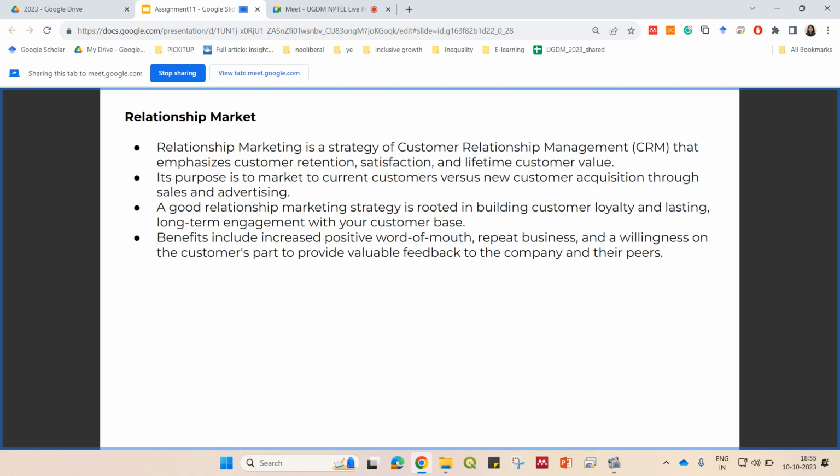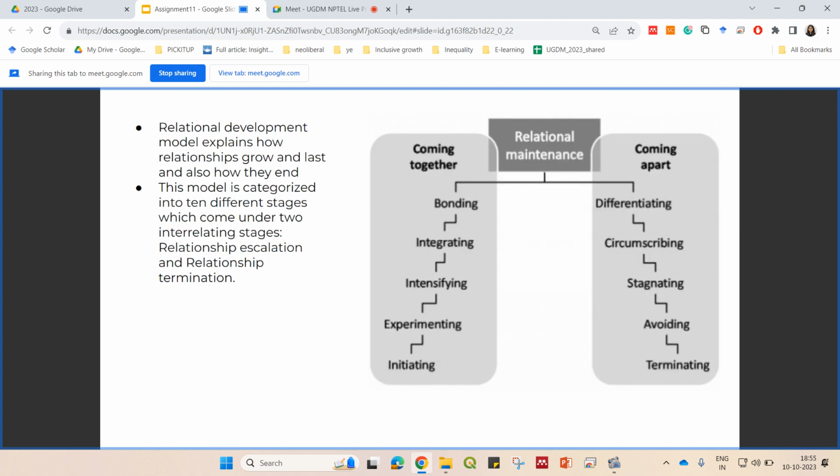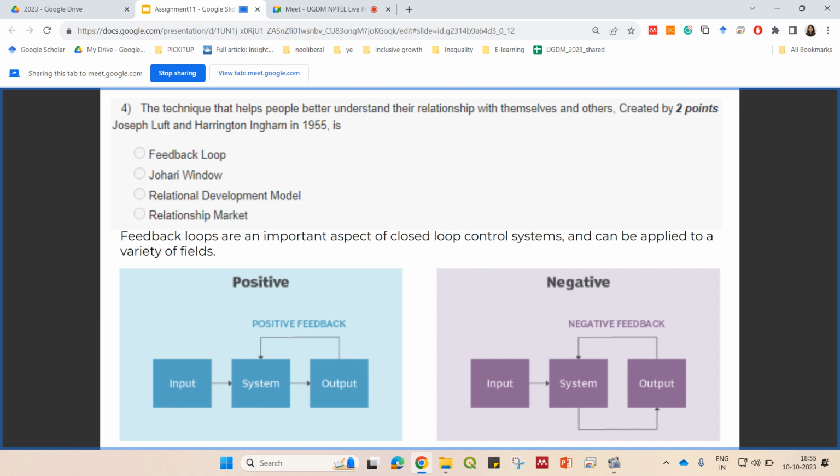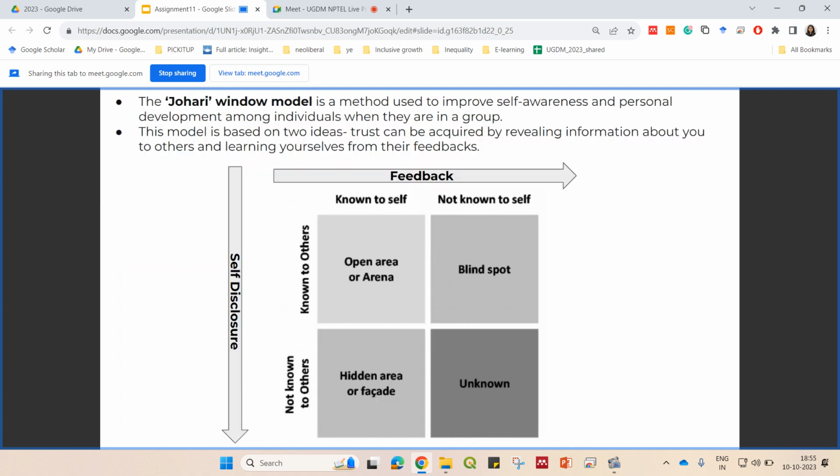So this is the last option for this question. I have explained all of the components of this question, and I think from that you can easily identify which among these is the technique that can help people better understand their relationships, not only with themselves but with others also. Okay, I hope that is clear.